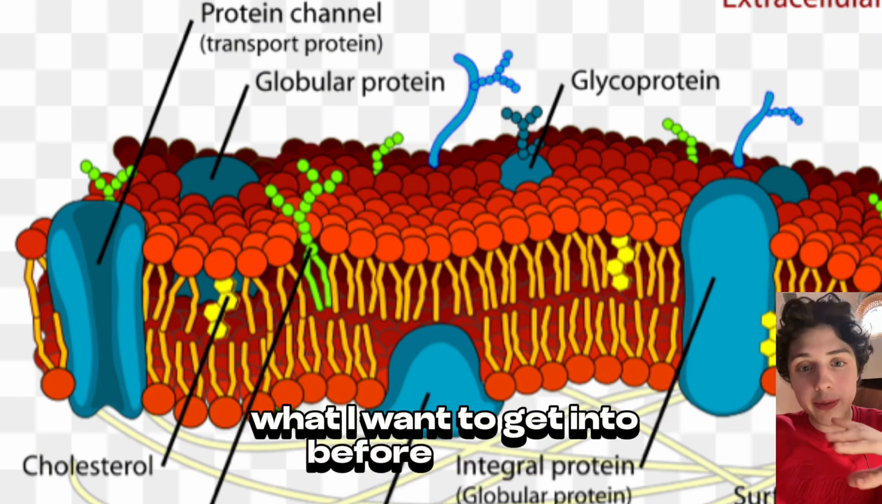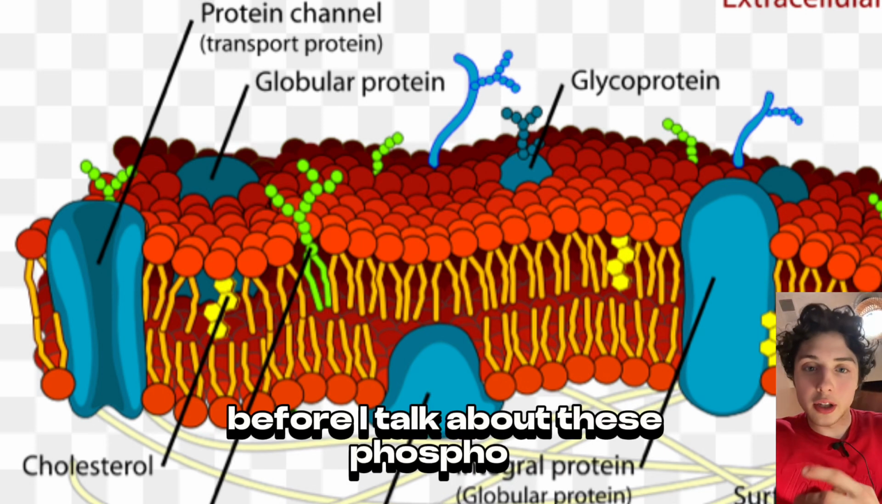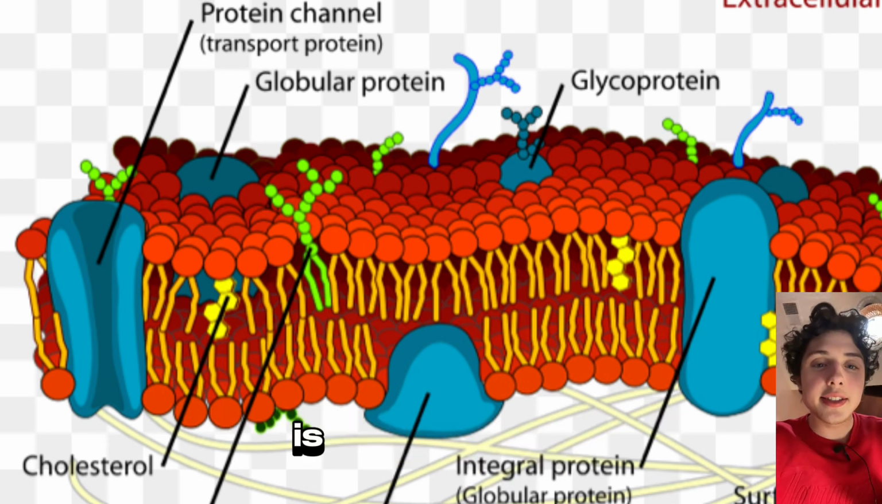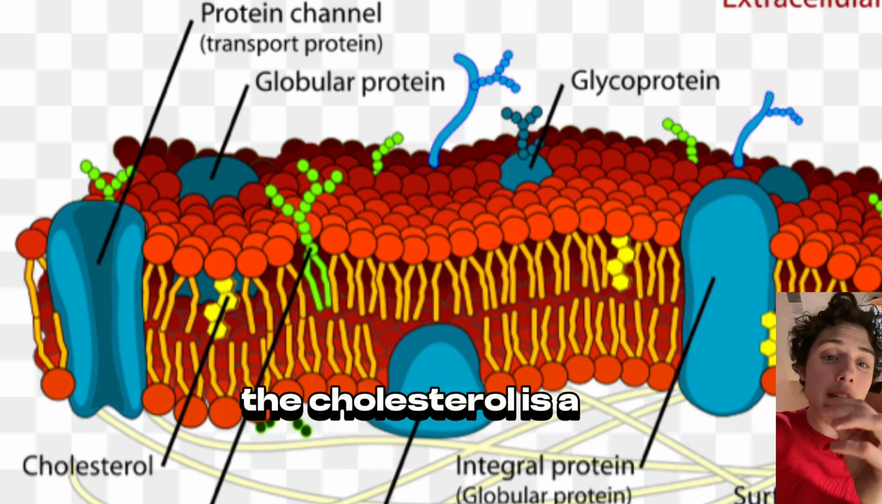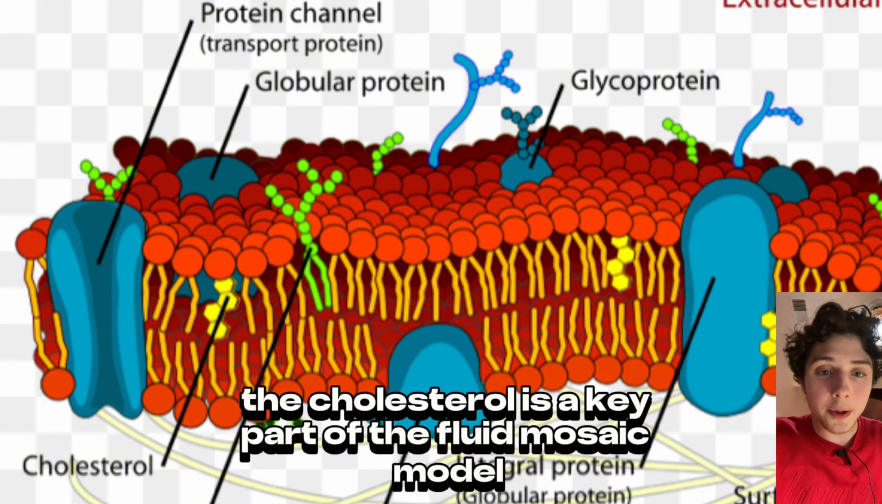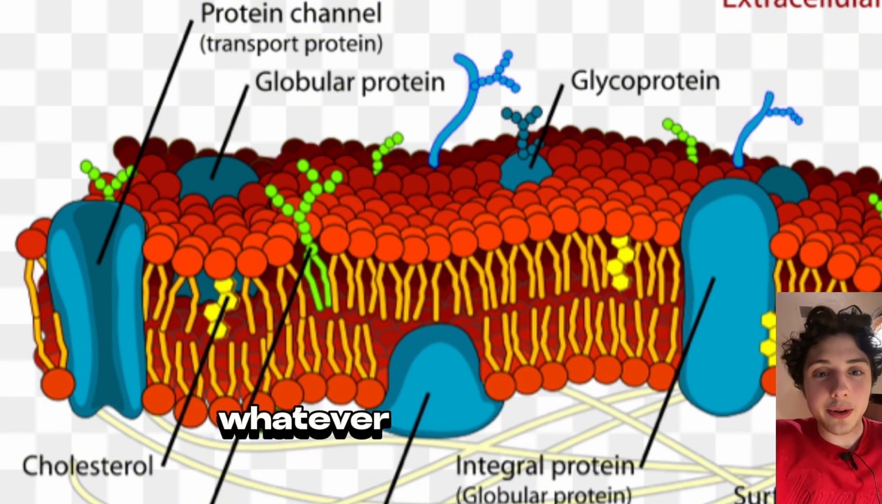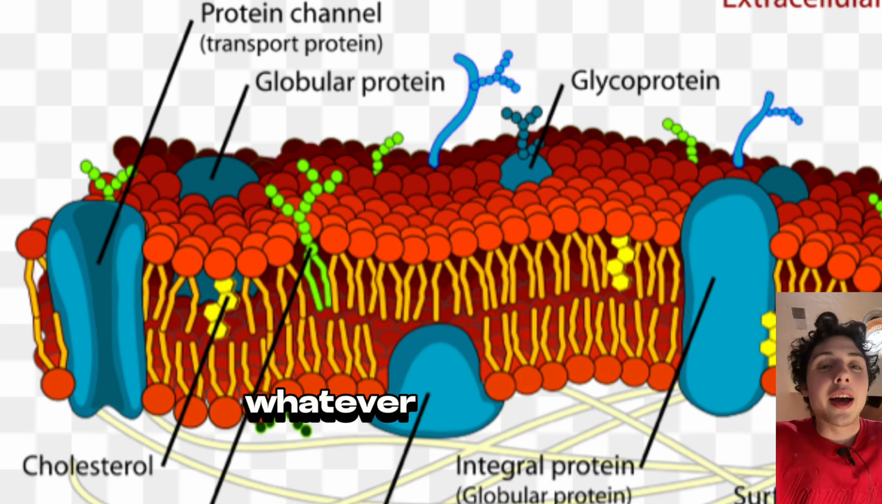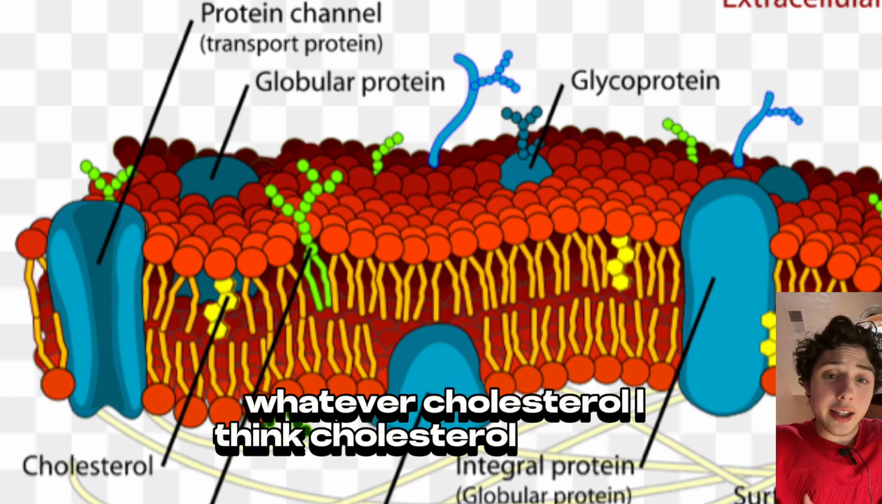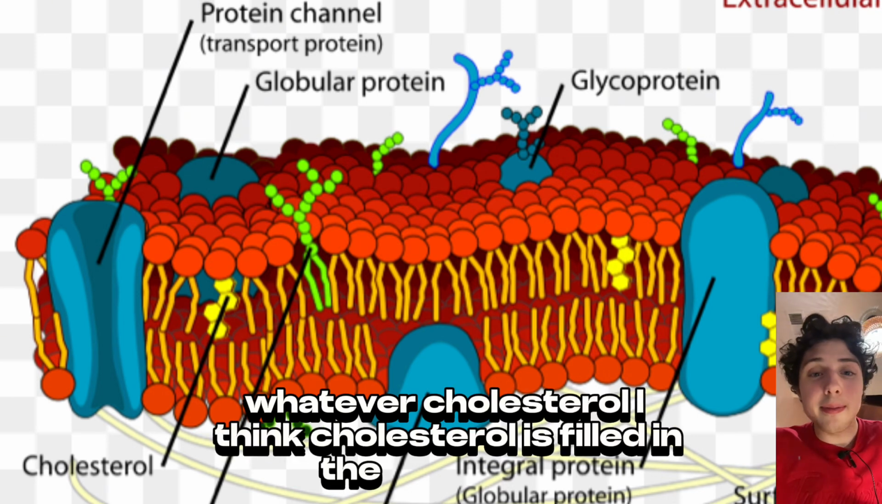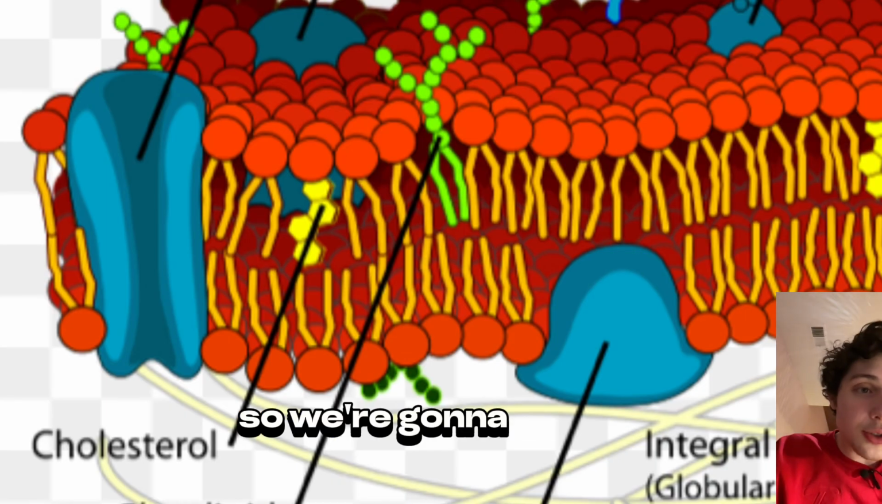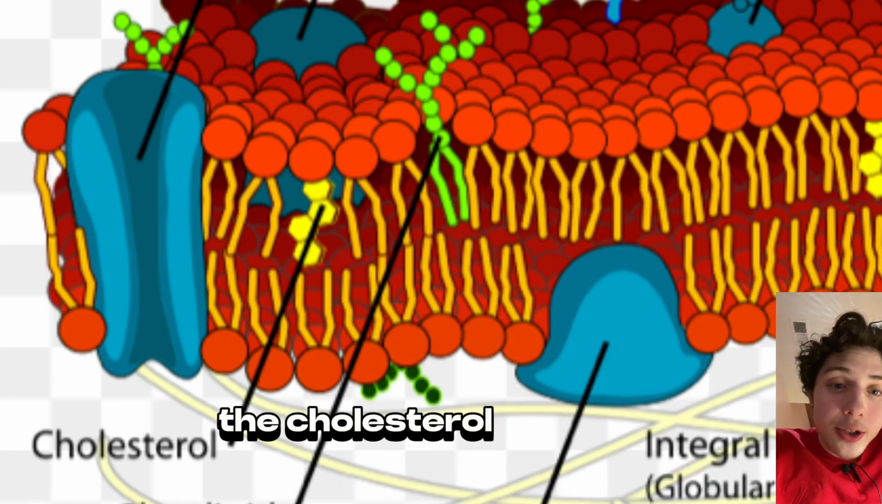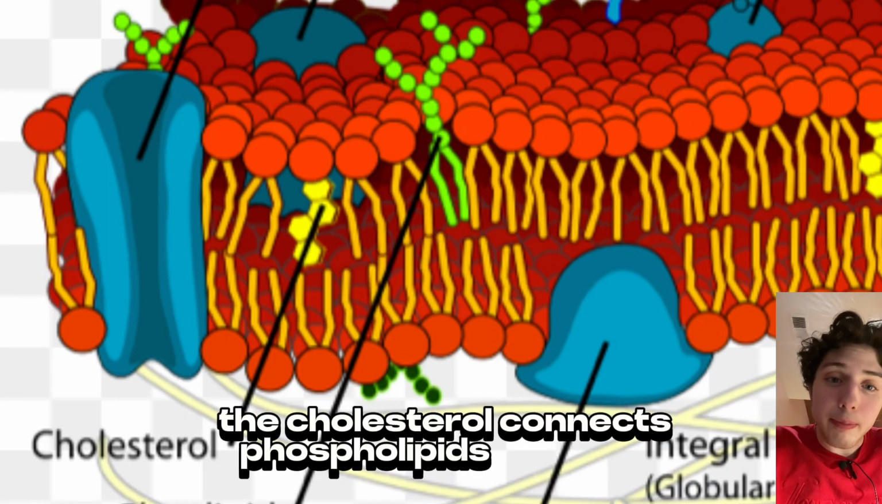Now, what I want to get into before I talk about these phospholipids, before I talk about these protein channels, is the cholesterol. The cholesterol is a key part of the fluid mosaic model. People hear cholesterol, I have high cholesterol, whatever, I'm having heart problems, whatever. Cholesterol is not a bad thing. Cholesterol is filled in the membrane. So we're going to zoom in here. The cholesterol connects the phospholipids together.